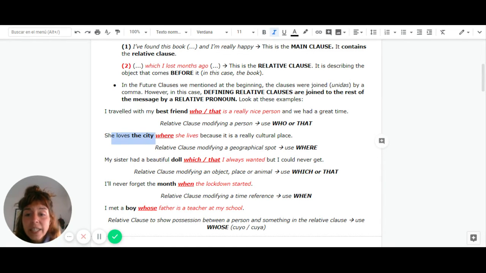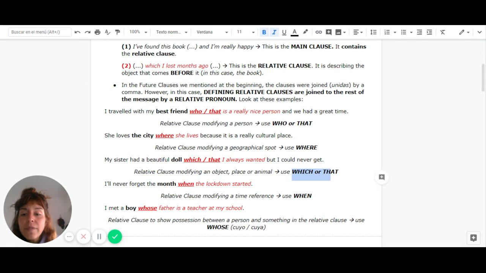She loves the city where she lives because it is a really cultural place. The relative clause, where she lives, is modifying a place. So, we join it, la unimos al resto del mensaje a través del relative pronoun where. My sister had a beautiful doll, which or that I always wanted, but I could never get. Which or that I always wanted está hablando de la palabra doll. Es una cosa, entonces voy a usar which or that.